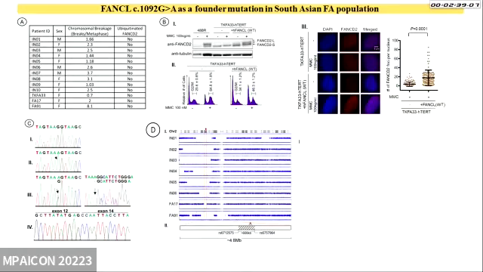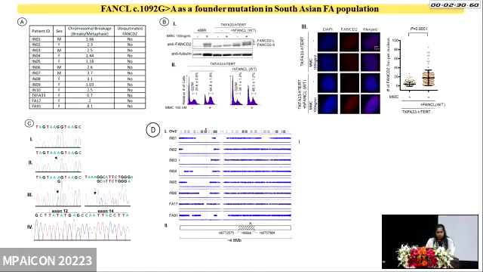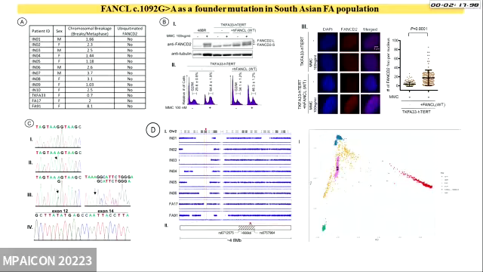Further, to understand the homozygosity region, we did a SNP array in all the patients, and we found a 4.8 MB region that was homozygous in all these patients, and especially a 66 KB region, which was similar in all these patients, and that is where the FANC-L gene resides. Also, we did a population analysis wherein we could see that all the FA patients were in our South Asian population cohort.